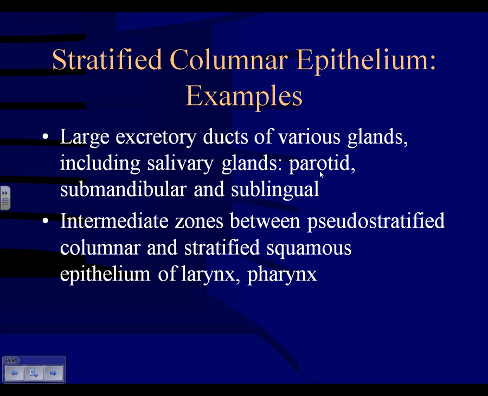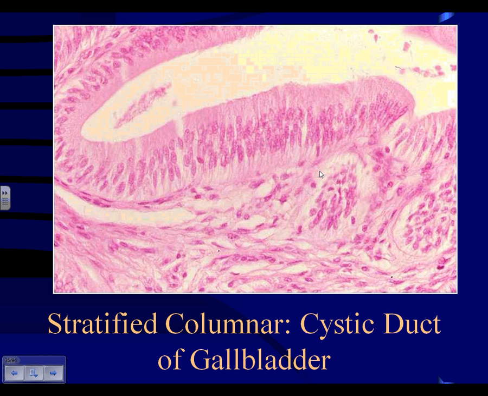We just spoke about that. It's pretty much the same thing. Stratified columnar is pretty unusual, and you see it in large ducts of glands. So this is the cystic duct of the gallbladder. So you have stratified columnar, long, skinny cells in basically a bilayer.